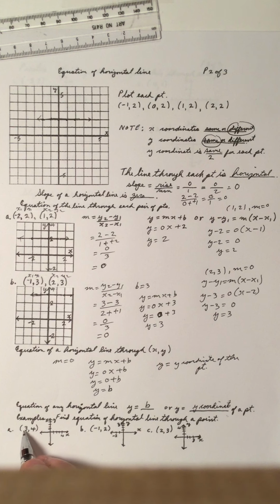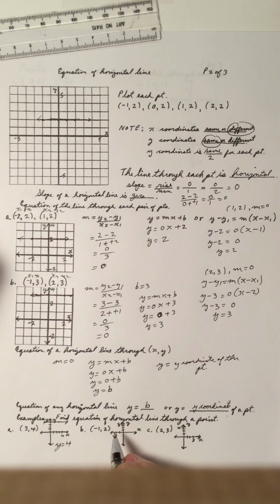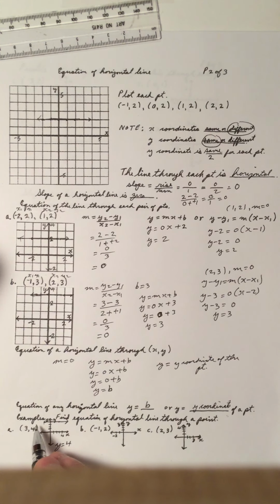So if we have the point 3, 4, x is 3, 1, 2, 3, y is 4 right there. So that horizontal line cuts through, there's the horizontal line. So this equation is y equals 4. Y equals the y coordinate, cutting at 4. Y is the same on that line, x is changing.